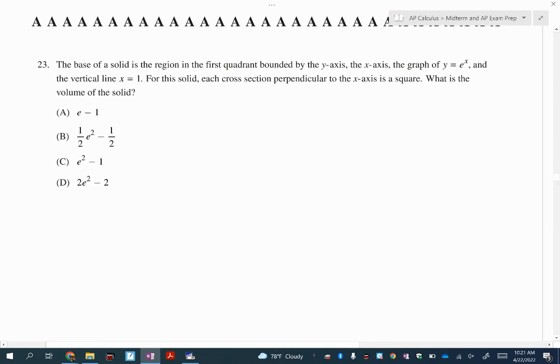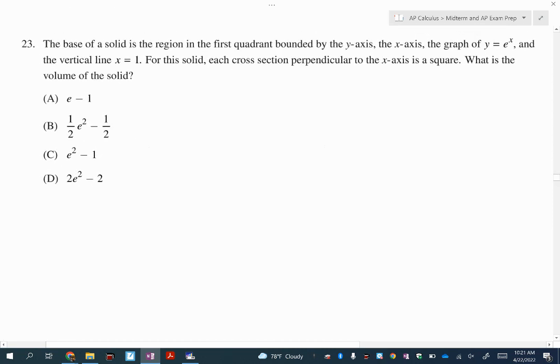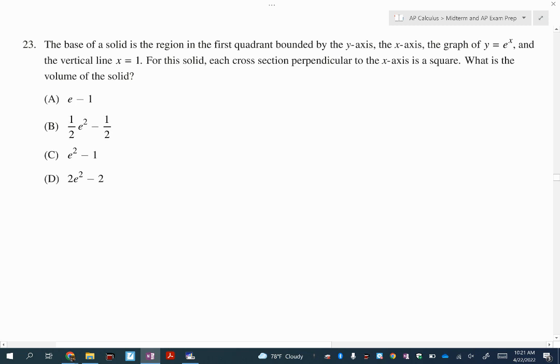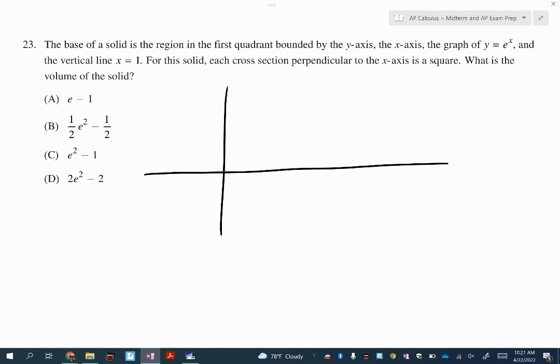All right, 23. This is one where I would have used the graphing capabilities of Desmos, but I think we can sketch it. Do you guys remember what y equals e to the power of x looks like? Just an exponential function like that? Yeah? Okay.